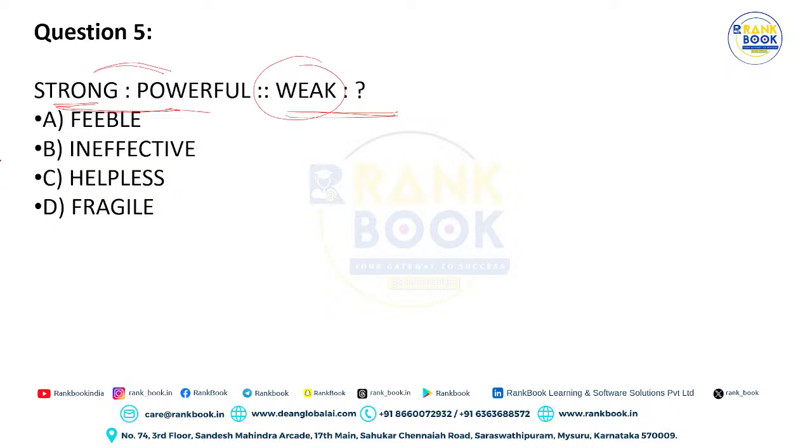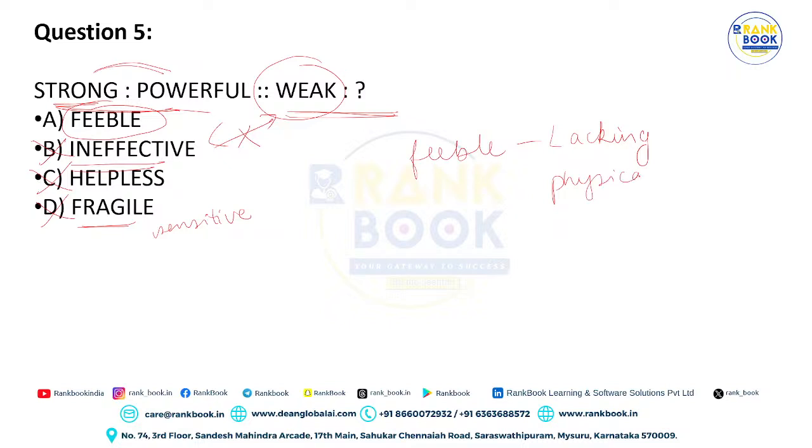Fragile is something like very sensitive. Okay na, word called as feeble. Now what do we mean by feeble? Feeble is nothing but lacking physical strength. Okay, lacking physical strength. My friend is a very feeble person, or my neighbor is very feeble, or my mom is very feeble, or my sibling is very feeble. The person who is lacking the physical strength is the person who's called as feeble.